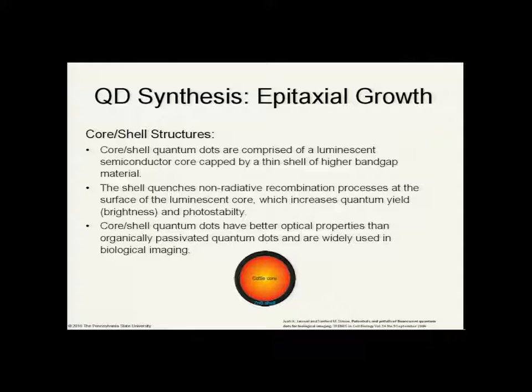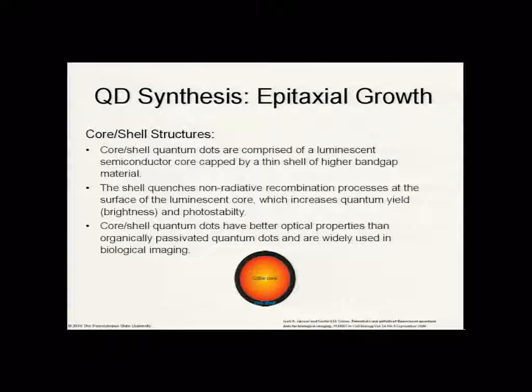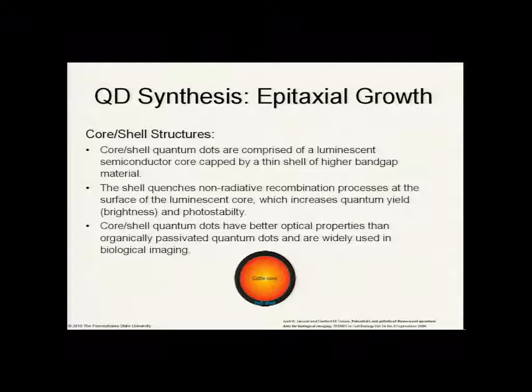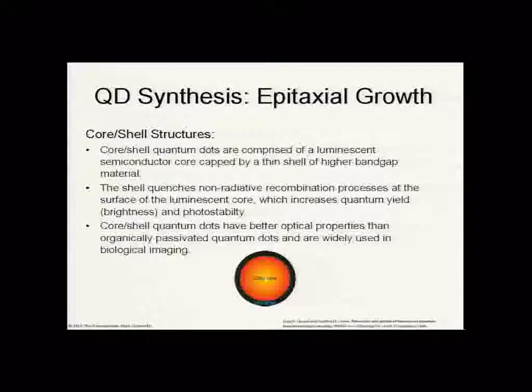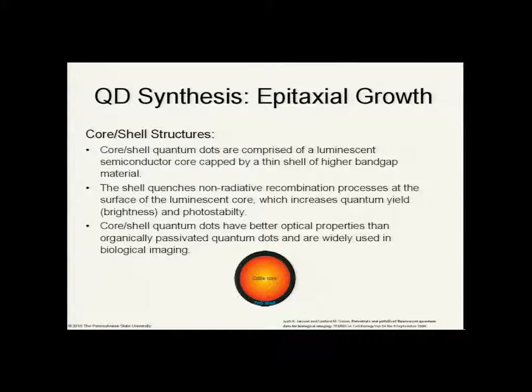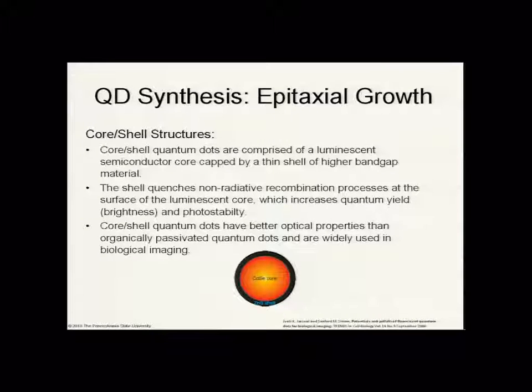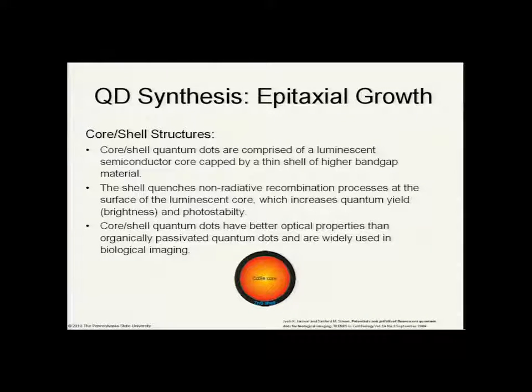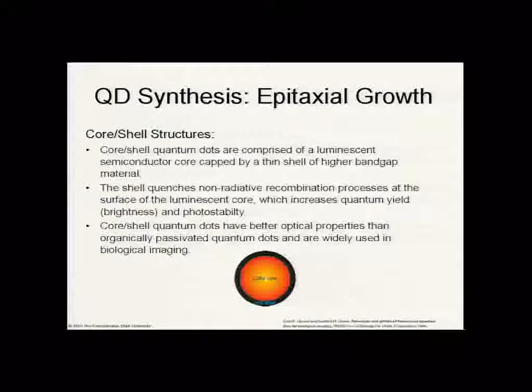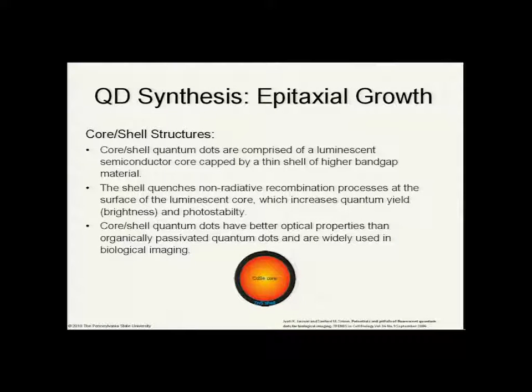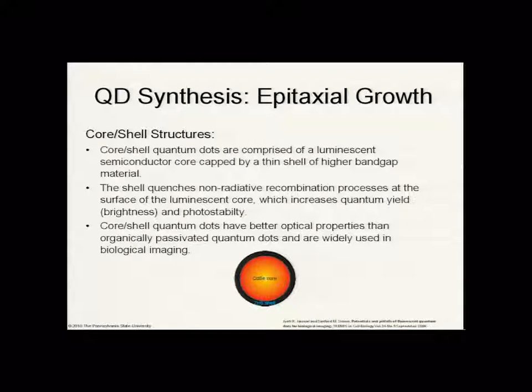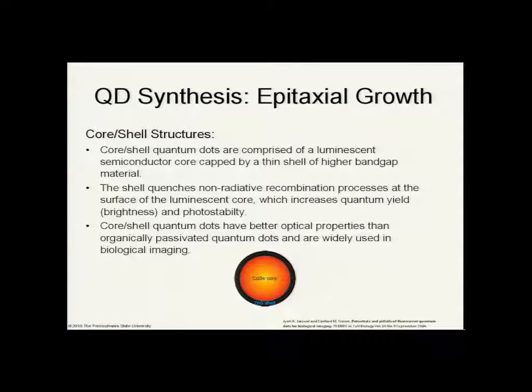The shell quenches non-radiative recombination processes at the surface of the luminescent core. This increases quantum yield, or brightness, and photostability. The core shell quantum dots have better optical properties than organically passivated quantum dots and are widely used in biological imaging, mostly because of their increased photostability and increased quantum yield or brightness.